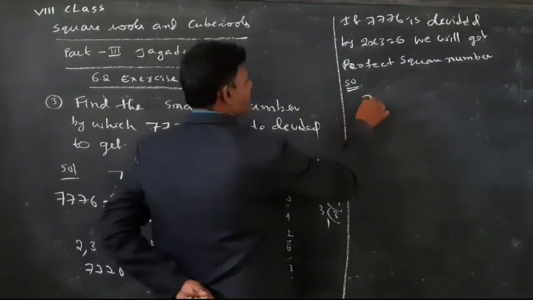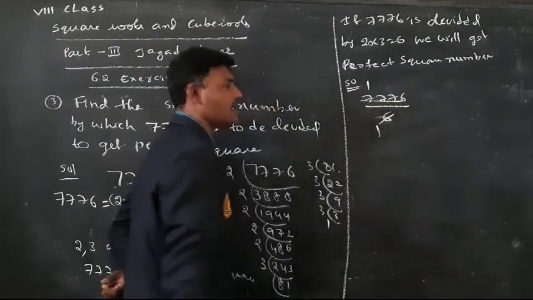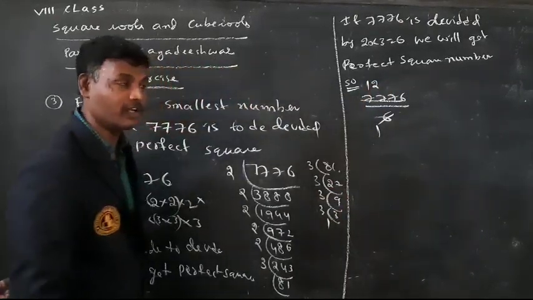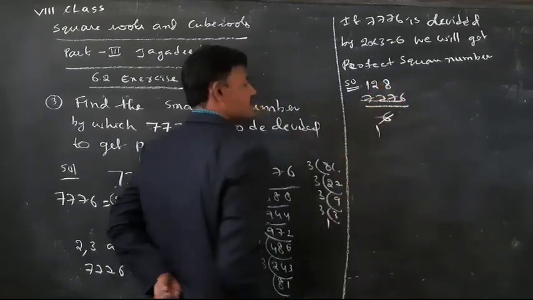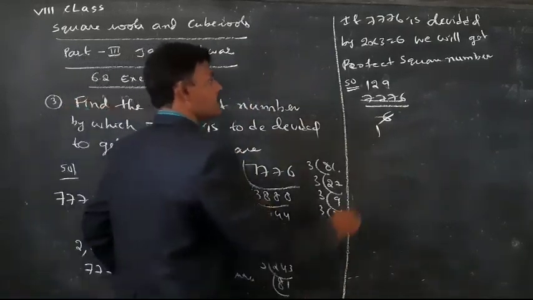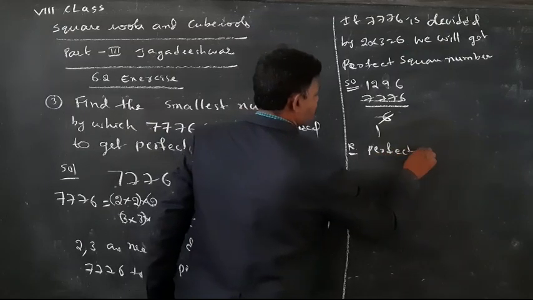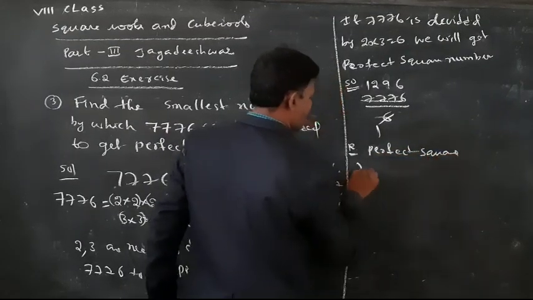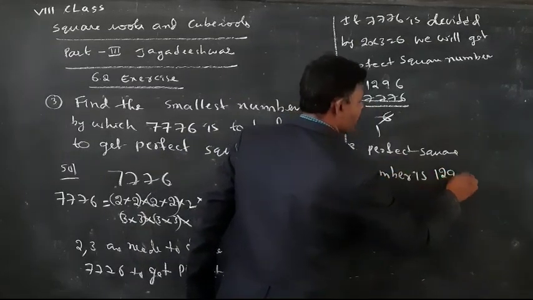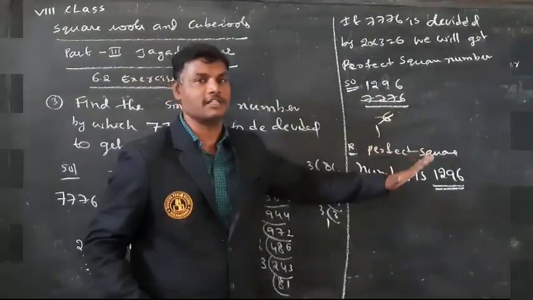So 7776 by 6. Cancellation. 6 ones are 6, remaining 1, 17. 6 twos are 12, remaining 5, 57. 6 nines are 54, remaining 3, 36. 6 sixes are 36. So the required perfect square number is 1296. So here we have to divide by 6.